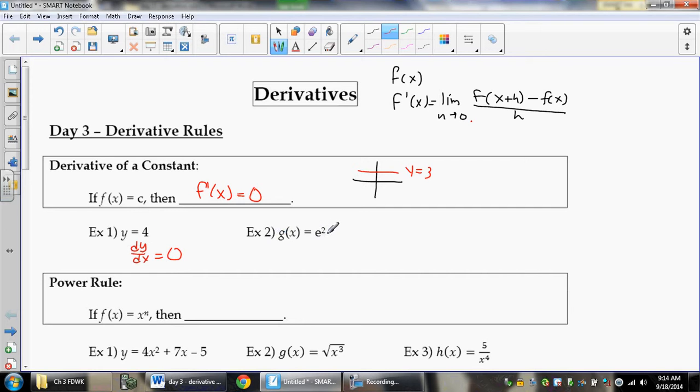G of x equals e squared. Well, e is a letter, but no, it really stands for a number. It's 2.718, and so on and so on. So if g of x equals e squared, g prime of x is also equal to 0.